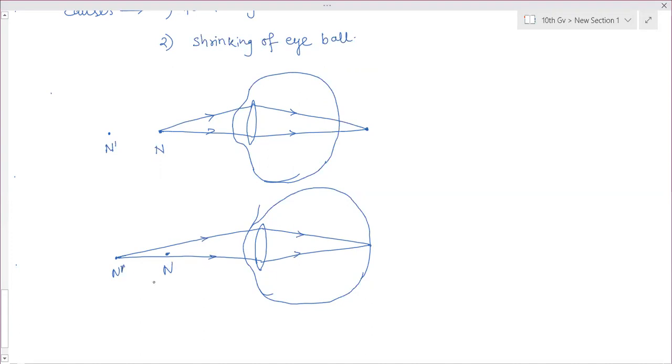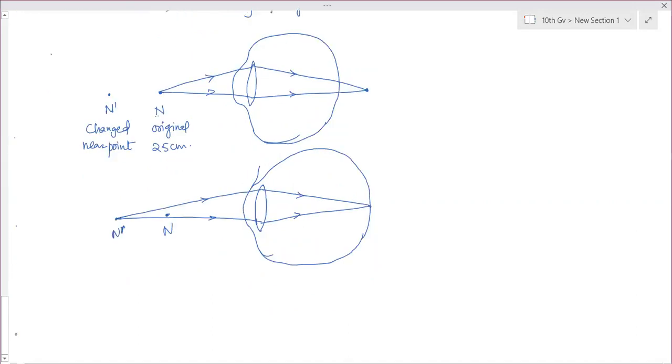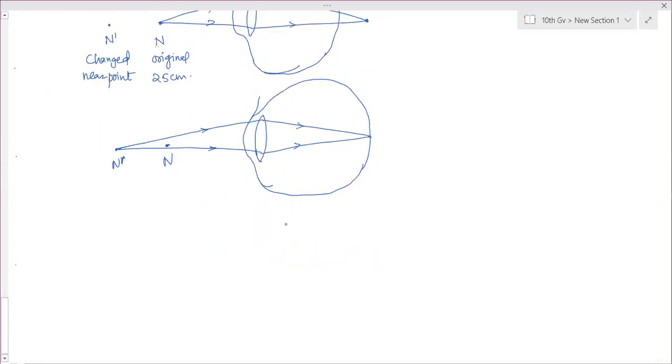Ma'am, in the first diagram, which is the original near point? This is N; N is the original, 25 centimeters, and this is the changed one. Now what is happening? This can be corrected by using a convex lens.